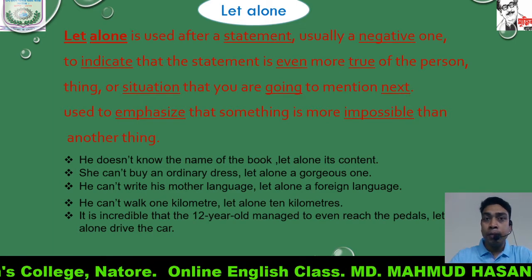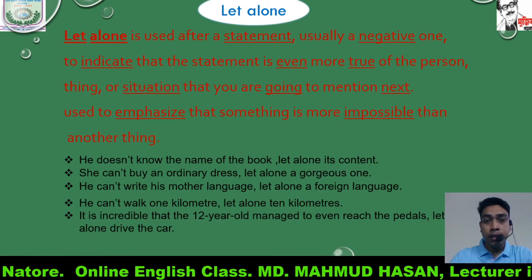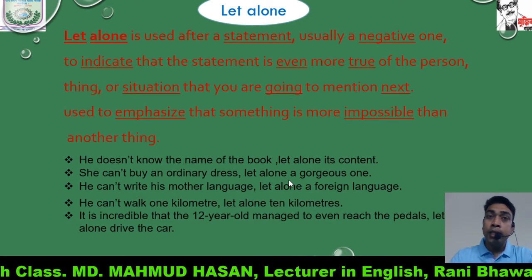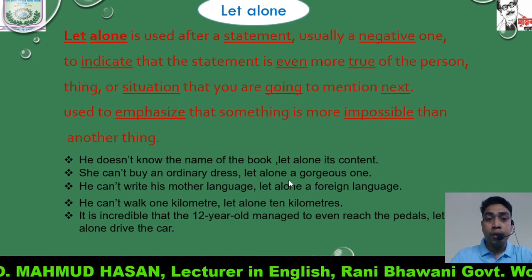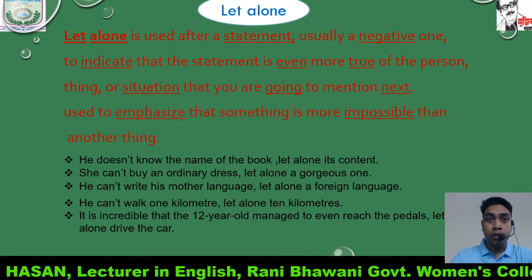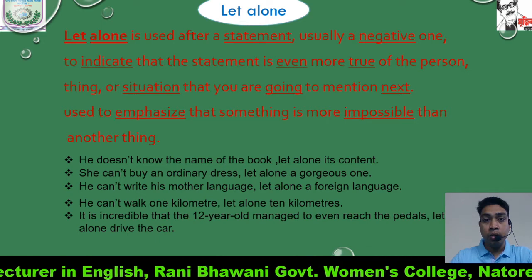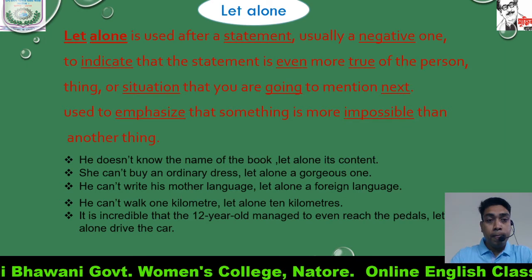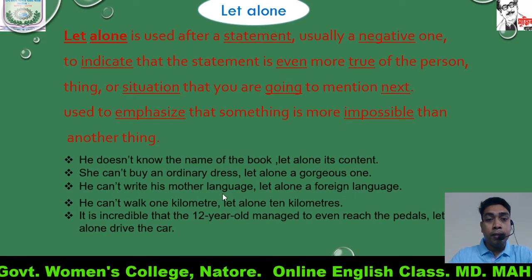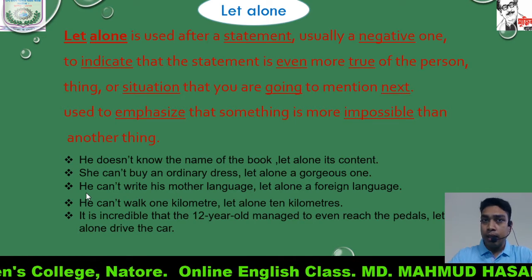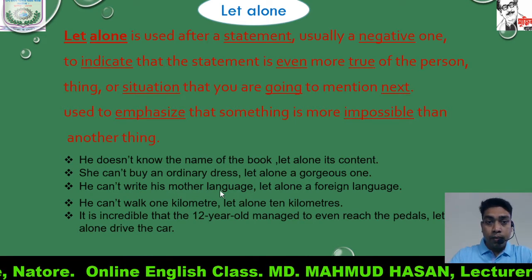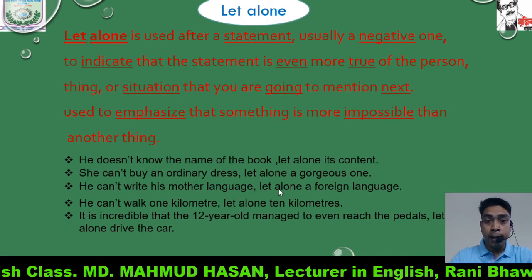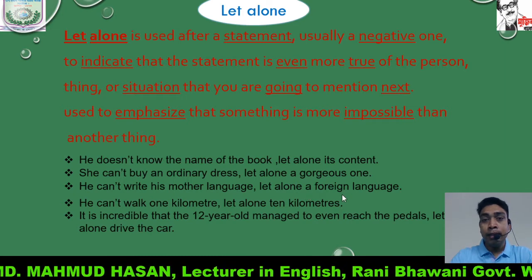She can't buy an ordinary dress. It is impossible for her to buy an ordinary dress, let alone a gorgeous one. It is even more impossible to buy a gorgeous one because she can't buy an ordinary dress. He can't even write his mother language, so it is more complex, more impossible for him to write in a foreign language.